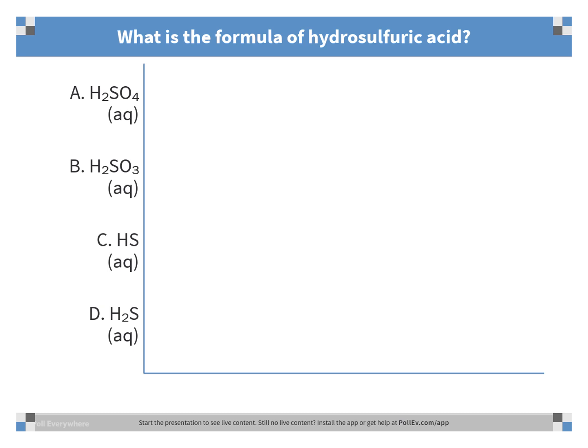For future reference, A, H2SO4, would be sulfuric acid, not hydrosulfuric acid. B, H2SO3, would be sulfurous acid. C does not exist because it would not be electronically neutral. Hydrogen ion is +1 and sulfide is -2.